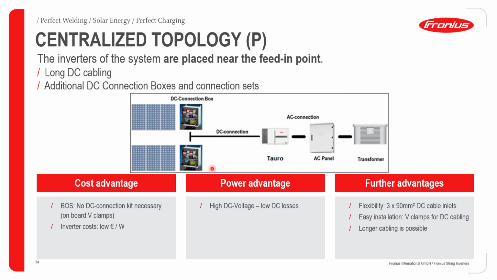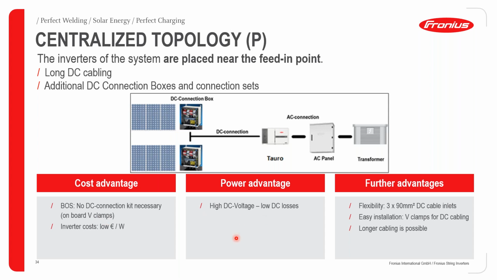So for the centralized version, which is also called P or the pre-combined version, the inverters of this system are placed near the feeding point. In this case, you would have to go with a longer run of DC cable, and then of course make use of DC combiner boxes. In terms of BOS cost advantage, no DC connection kit is necessary because of the availability of V-clamps. Like I said, I would say a bit more about this in subsequent slides.